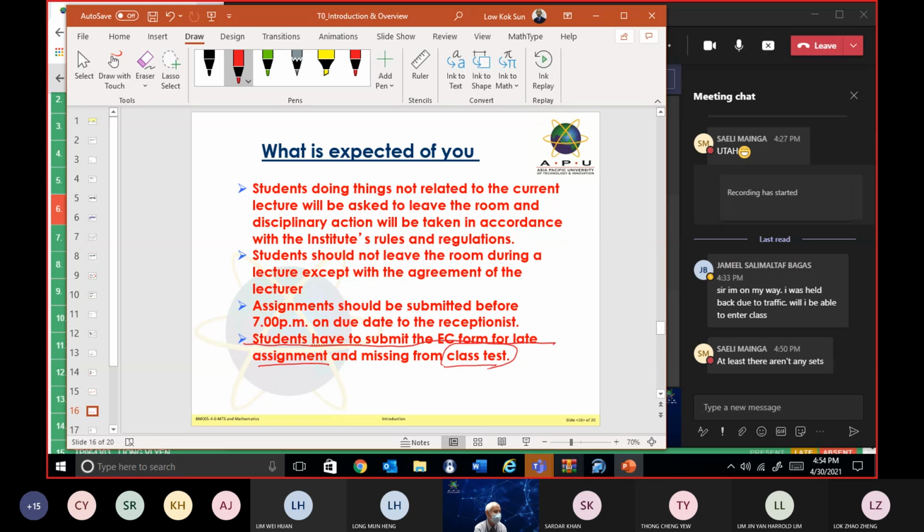You give the reason. That reason is called EC, okay? If you are sick, then you produce a medical cert, MC, to show that you are sick. Sick, then how can I attend? That is the best reason, okay? If you are sick, you surely cannot attend. Then you still have to sit for the class test or even the exam. You still have to.